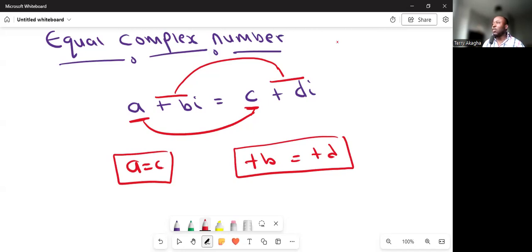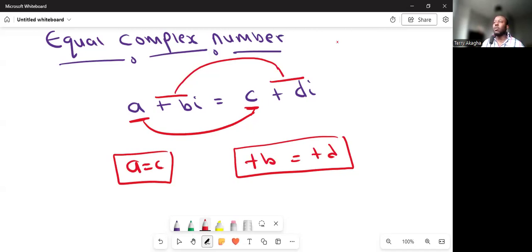D. So that means you have to take note of the signs as well. Is that making sense? So you don't just assume, for instance, that they have to be equal because B is equal to D. No, you have to include the signs of both the imaginary number as well as the complex numbers, all right?